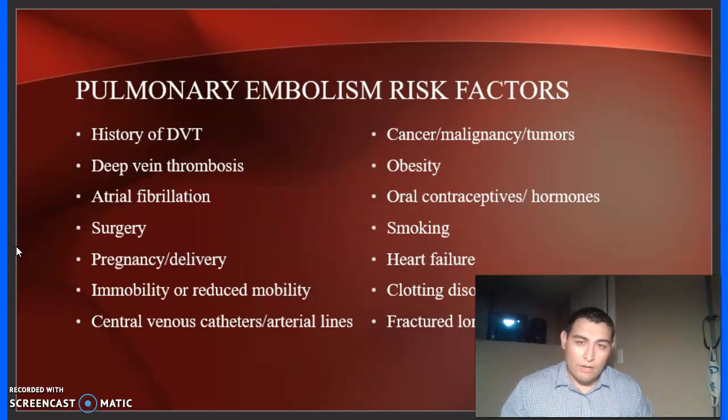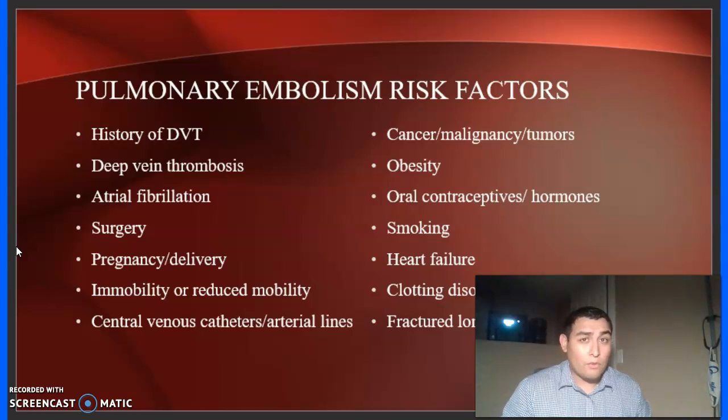Surgery, which I'll tie into pregnancy, immobility, or reduced mobility, are pretty much related in the sense that after surgery and pregnancy, you just don't have as much mobility, especially if there's a C-section. But this mostly includes any type of surgery. However, the more invasive ones are definitely going to cause more reduced mobility, especially in ortho patients as well.